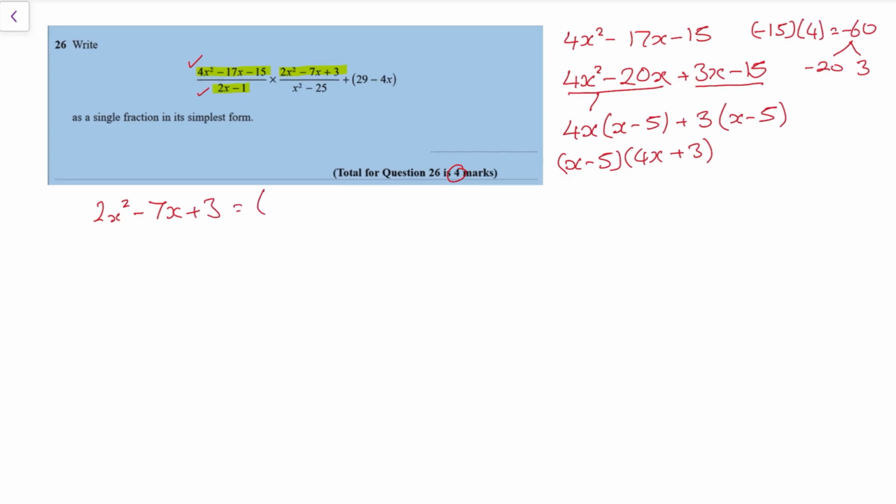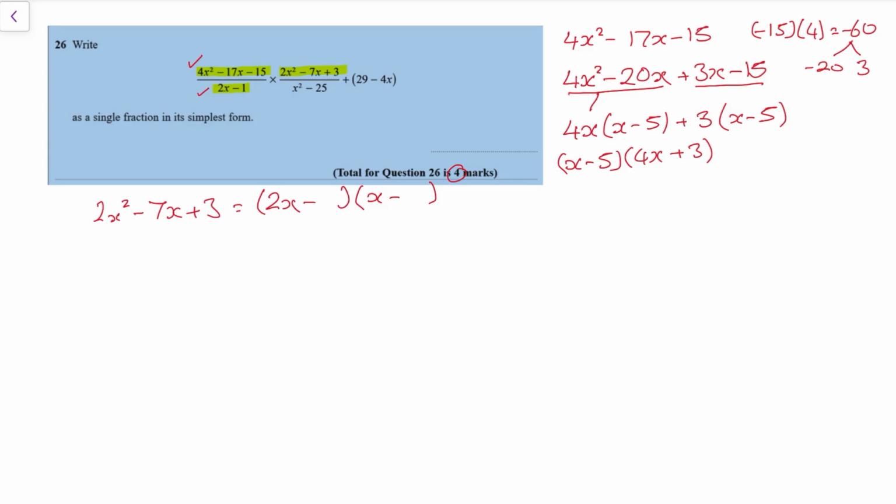Now I am going to do the guessing method on this one because I think the 2 is going to be a 2 and a 1. The 3 is going to be a 3 and a 1. And the minus 7 and the plus 3 means I've got minuses in between. So I can pretty much guess there's going to be 2x and x. They're both minus. And really the question is, where does the 3 go and where does the 1 go?